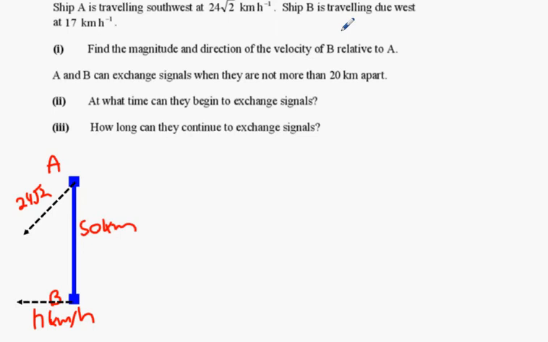Okay, guys, this is marks on a platter. This is 10 marks to write down one thing. All you gotta do is this. You just gotta write down v BA, velocity of B relative to A, equals v B minus v A. The next thing you gotta do is figure out what is v A and v B in terms of i and j. So easy, right?